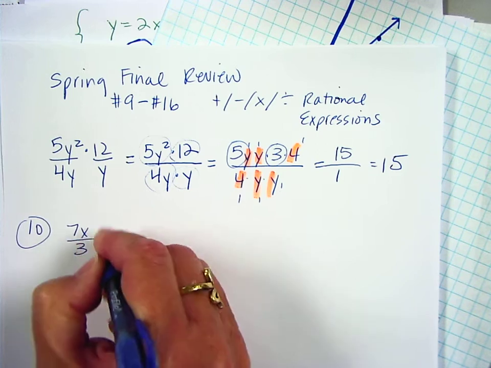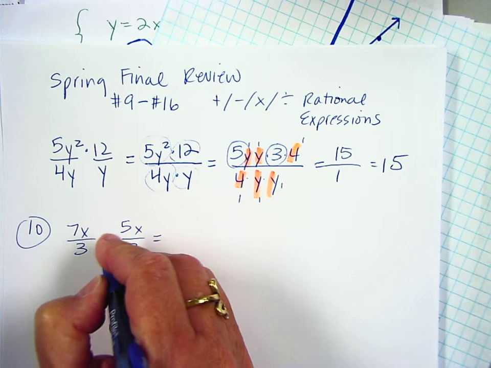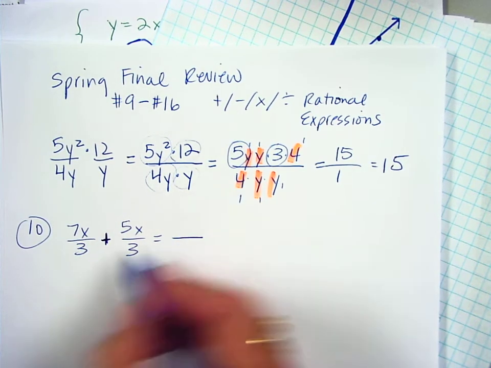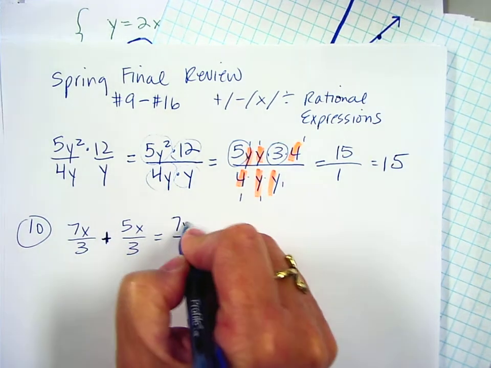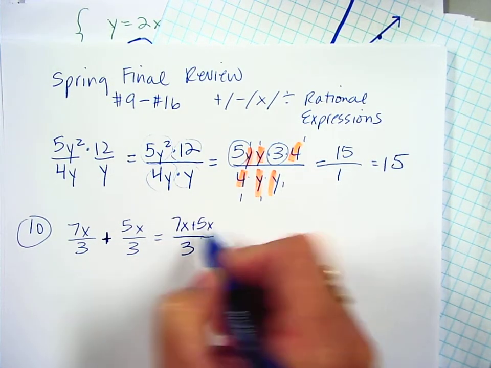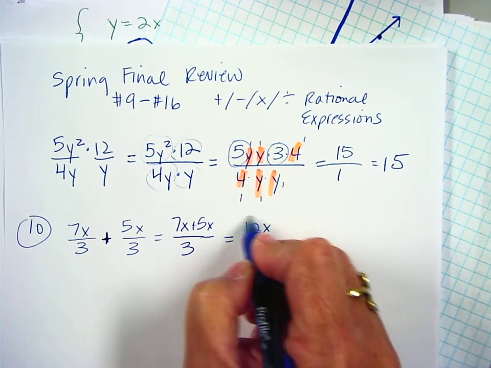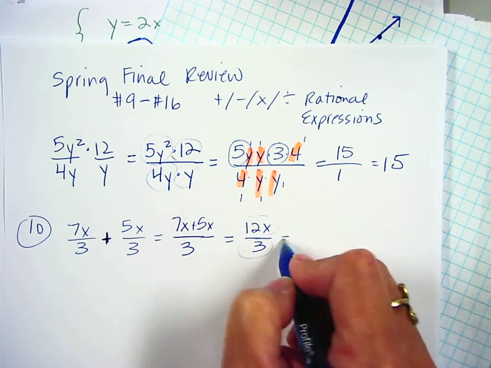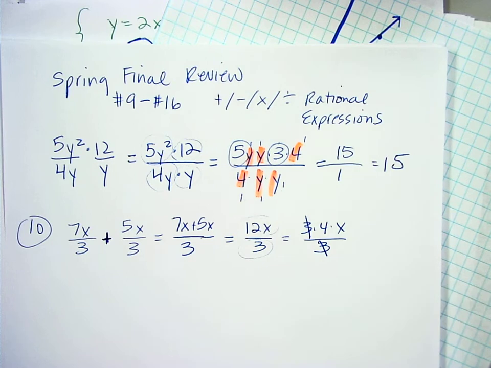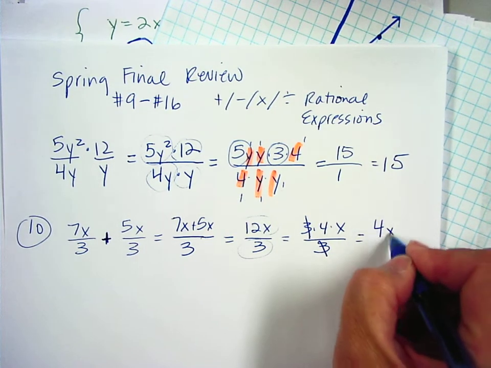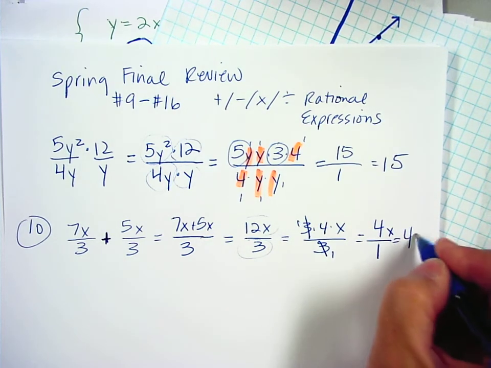Okay, number 10. 7x over 3 plus 5x over 3. Okay. Adding fractions, common denominator. I have one, so that's my common denominator. So now I'm going to add my numerators. And when I add these, they are like terms, so I get 12x over 3. Monomial, monomial. Break it apart. Boom, boom. I'm left with 4x. Make sure you know that that 4x is in the numerator. There's a 1 in the denominator, and that simplifies to 4x.